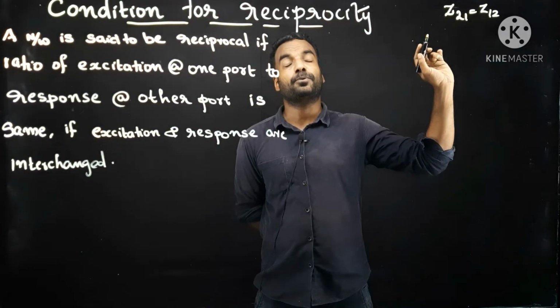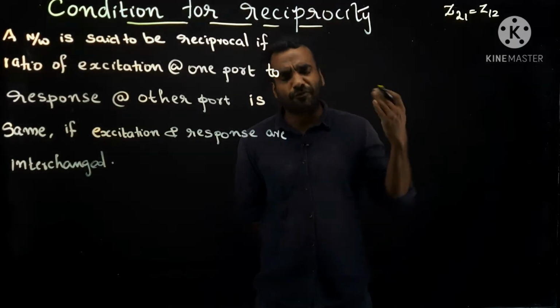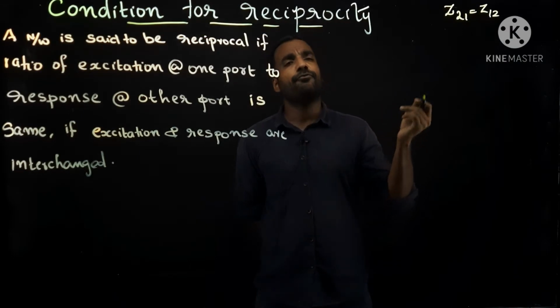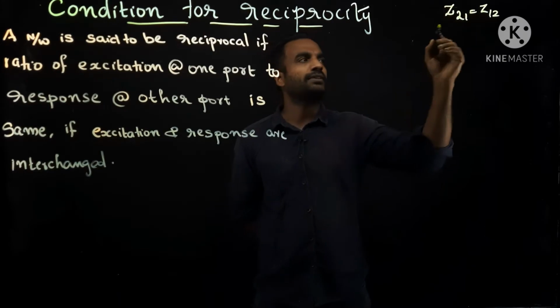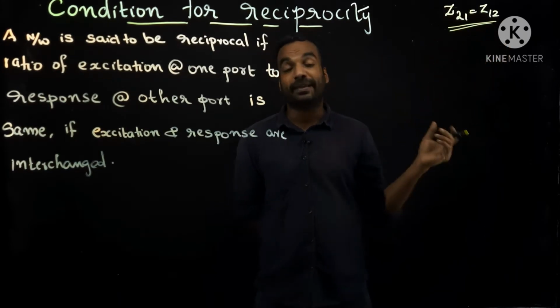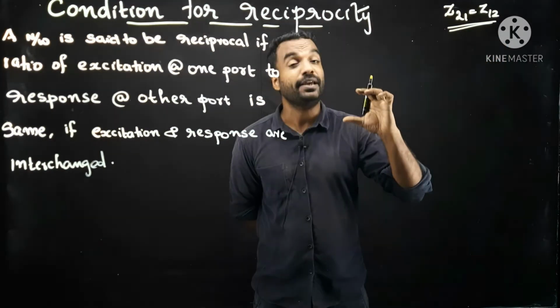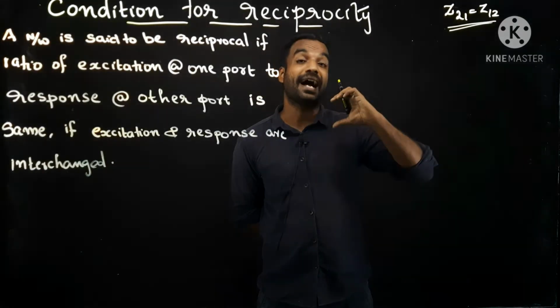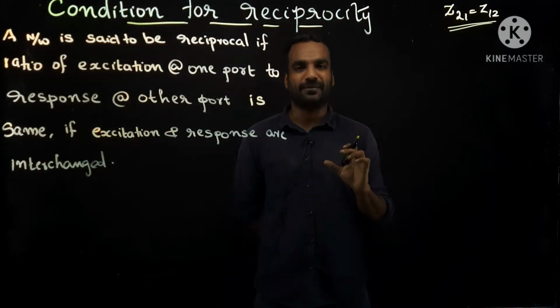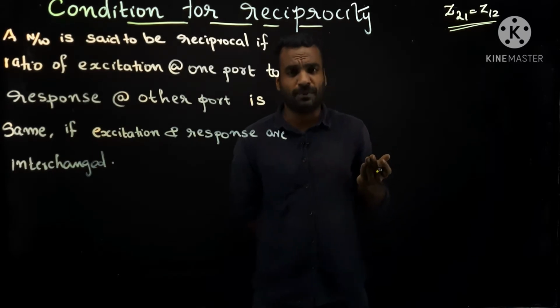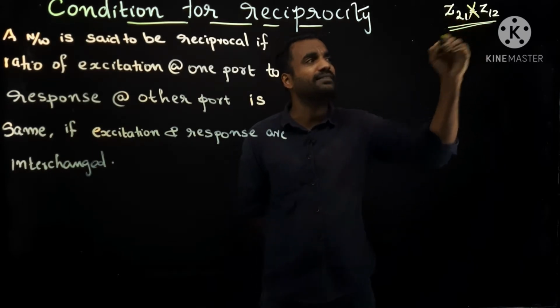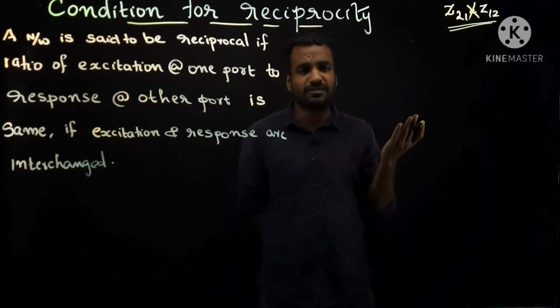For any given network, if you find all the Z parameters and check whether Z21 is equal to Z12, then only you can tell that the circuit is reciprocal. But it will not be obtained in all problems. In some problems you will not get this, so that circuit is not reciprocal.